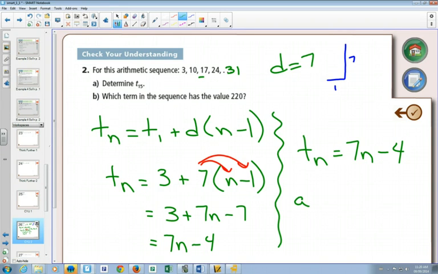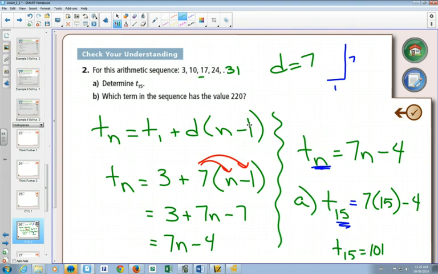So this is part A. To find term 15, as far as the formula goes, you now know what n should be for that one. Because to find term 15, n would be 15. Plug it in: 7 times 15 minus 4. This will be 105 minus 4, so term 15 will equal 101.